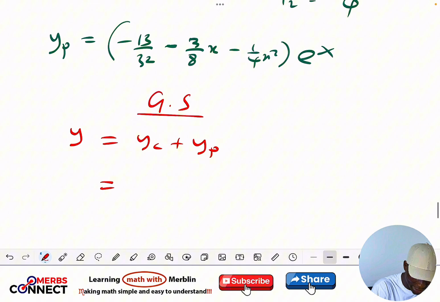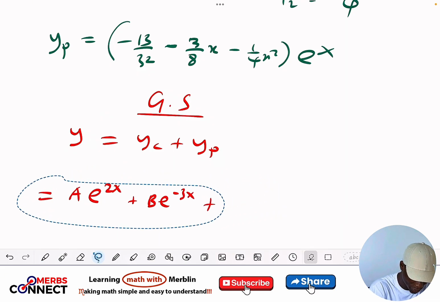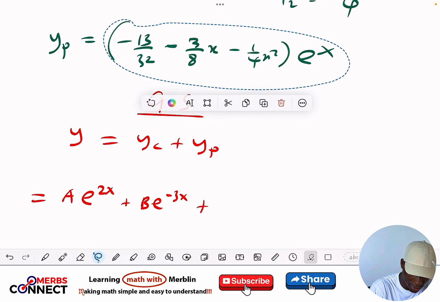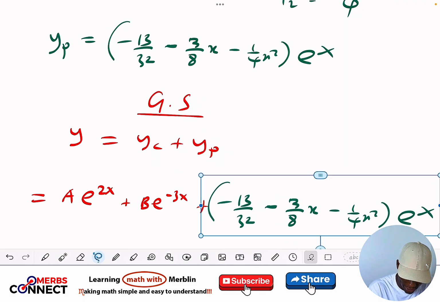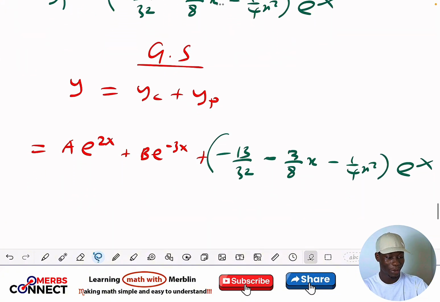Now we know that YC is A e to the power 2x plus B e to the power minus 3x. Then we add the particular solution to it, which is going to be this. So let me just copy and paste. Boom. There we are. Good. So this is what we are going to get for our particular solution. This is a lot of work.